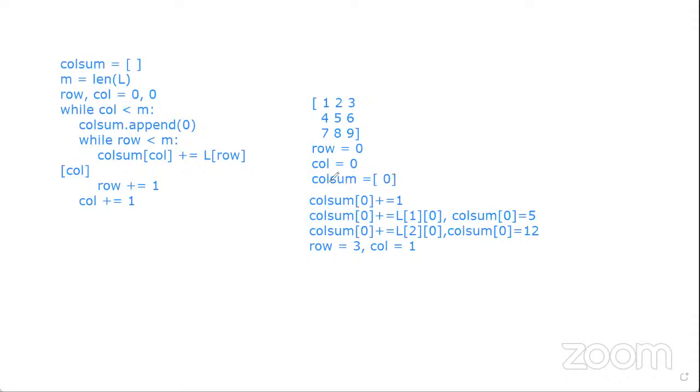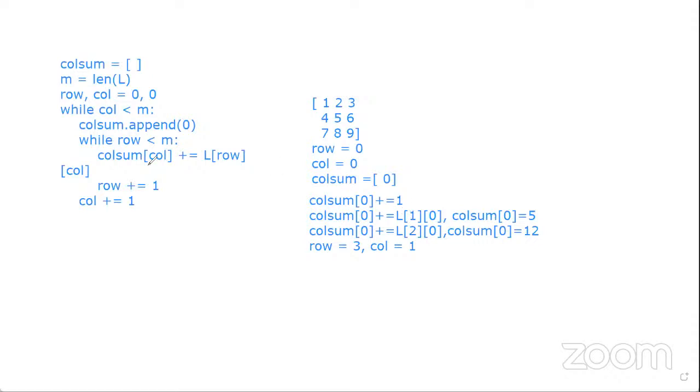Okay, so we have col sum equals 0, right? Basically col sum has only one element until now, and then col sum of 0 plus equals L of row of 0. Until now row equals 0, col equals 0. We haven't incremented the col value or row value. So col sum of 0 plus equals L of 0 of 0, and L of 0 of 0 is 1. So initially col sum of 0 is incremented by 1.